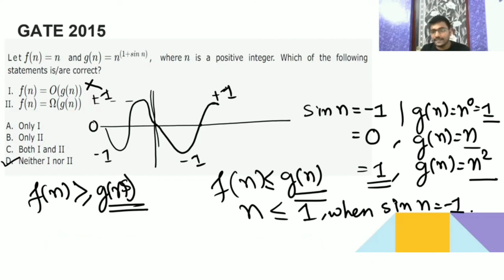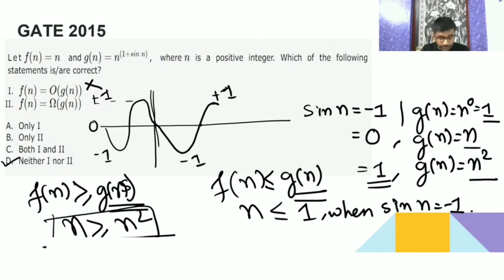So when sin n is equal to 1, Gn is going to be n square. So when Gn is equal to n square, Fn is always going to be n. It is not going to be greater. So neither 1 nor 2, because based on the value of sin, the Gn value is going to vary.